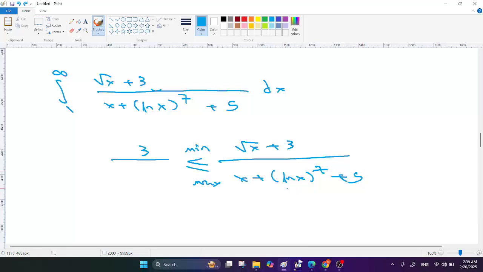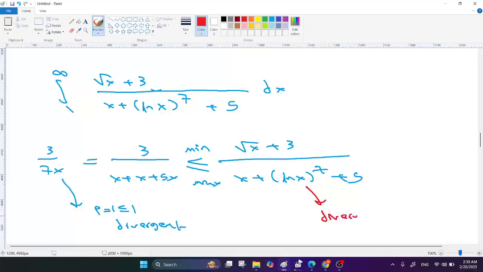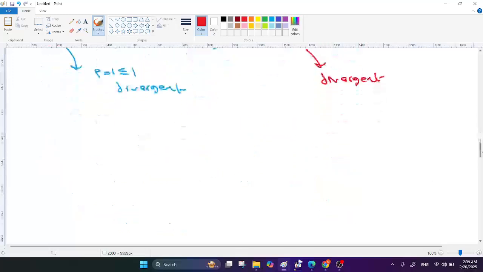To maximize, put all of them x. x plus 5x, you get 3 over 7x. So p equals 1, less than or equal to 1, divergent. And the original one is divergent. It's very cool. Divergent. Good.